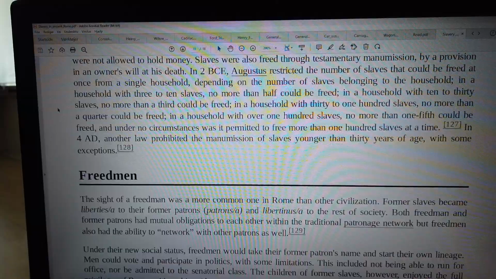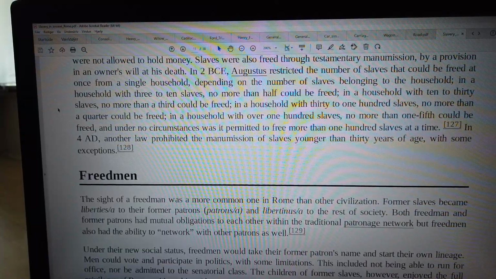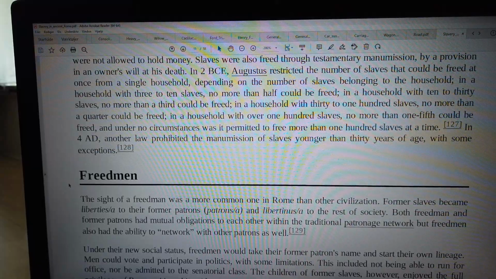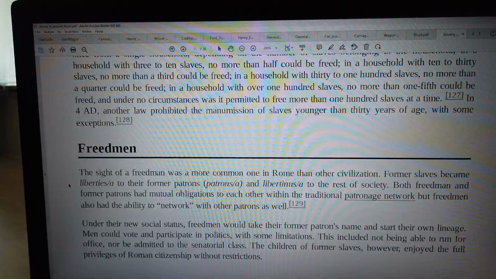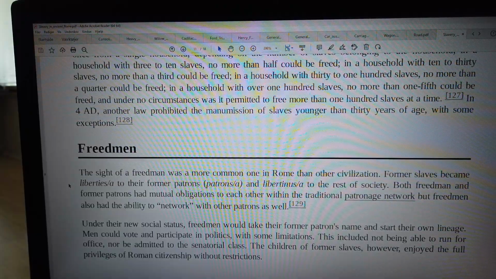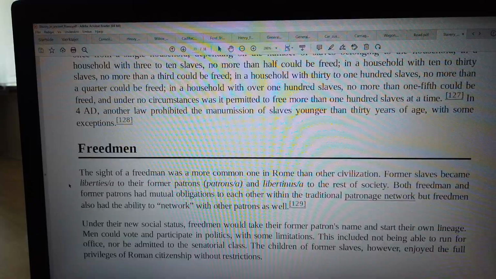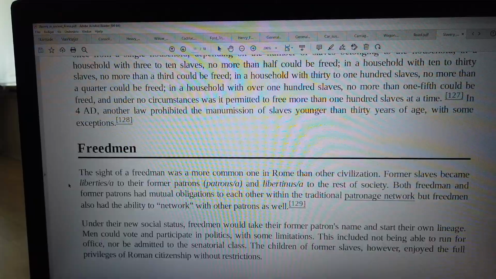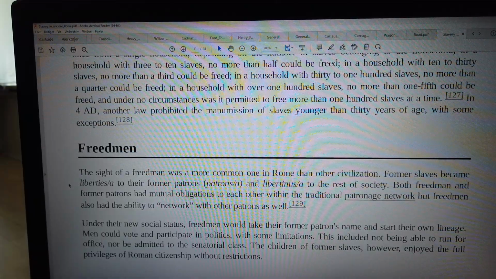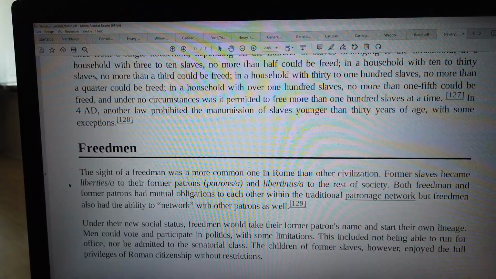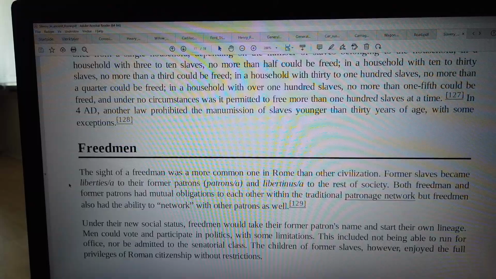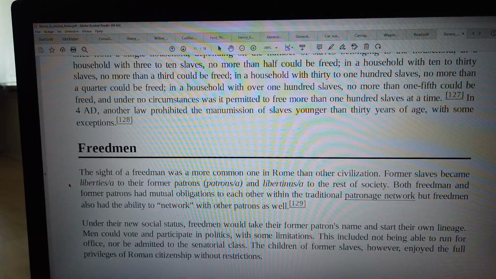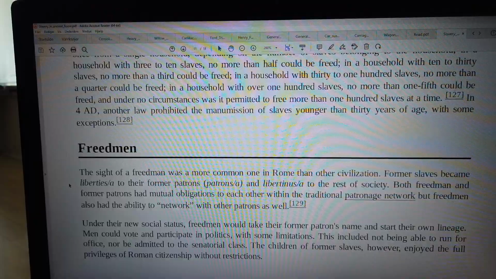In 4 AD, another law prohibited the manumission of slaves younger than 30 years of age, with some exceptions. Freedmen. The sight of a freedman was a more common one in Rome than in other civilizations. Former slaves became liberti to their former patrons, and libertinus to the rest of society. Both freedmen and former patrons had mutual obligations to each other within the traditional patronage network, but freedmen also had the ability to network with other patrons as well.